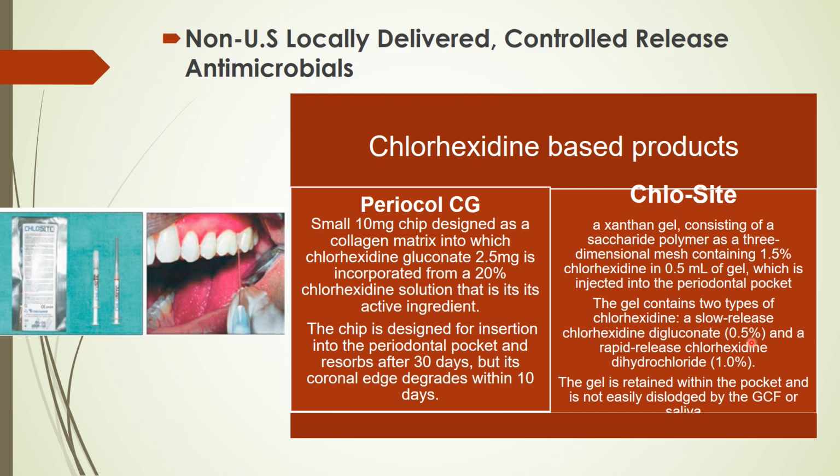So this gel is retained within the pocket and is not easily dislodged by GCF or saliva. It disappears from the pocket in 10 to 30 days and is reported to achieve a chlorhexidine concentration in GCF of more than 100 mg per ml for an average of 6 to 9 days for the maximum concentration. You can see in the picture the Clositer packaging being shown, and the gel with chlorhexidine is inserted into the periodontal pocket in the right diagram.